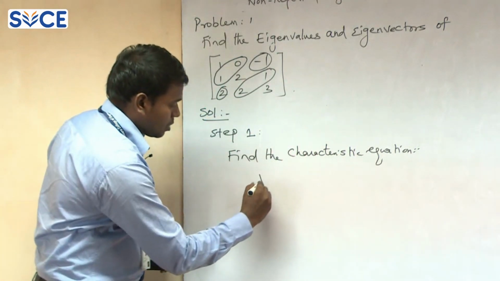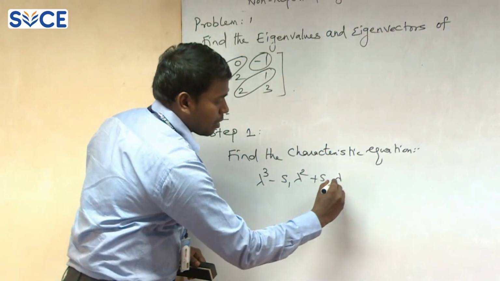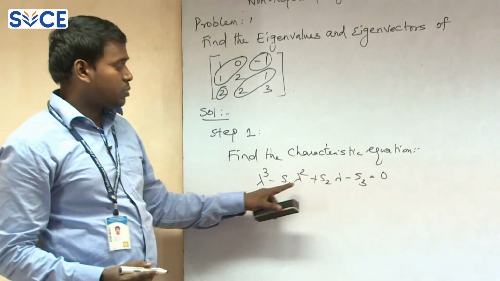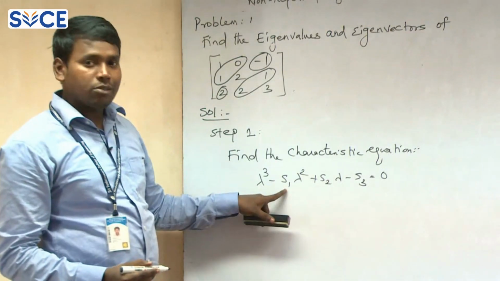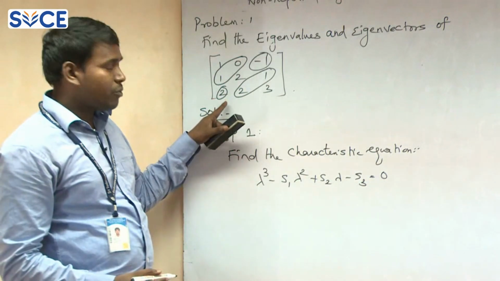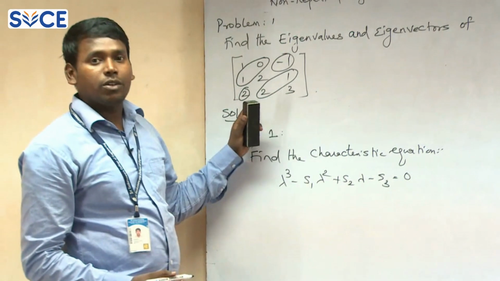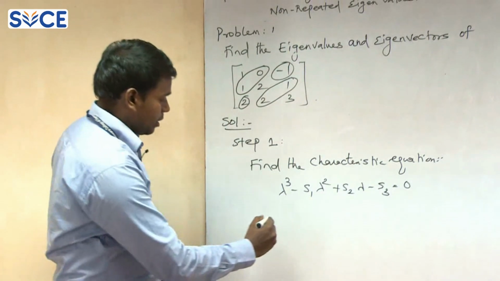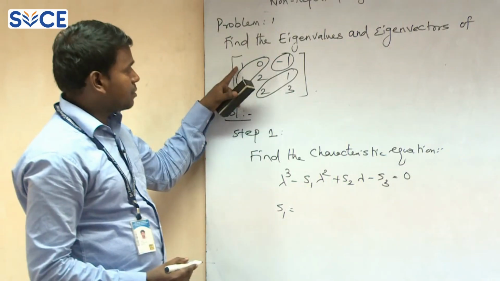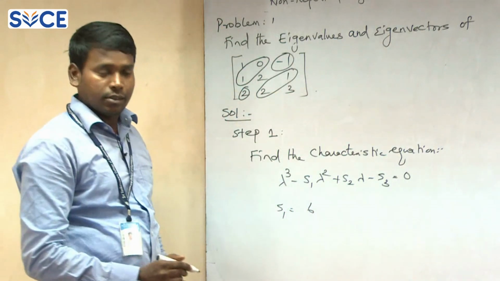So the formula method is lambda cube minus S1 lambda square plus S2 lambda minus S3 equal to 0. Already we know the abbreviations S1, S2, S3. S1 is the sum of the main diagonal elements, S2 is the sum of the minors of the main diagonal elements, S3 is the determinant of the given matrix. Now S1, sum of main diagonal elements, that is 1 plus 2 plus 3, so it is 6.